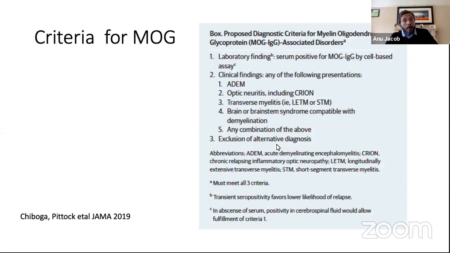Are there criteria for MOG? The Mayo group proposed a rather simple and therefore, at this point, useful criteria that defines it as a cell-based assay positive for MOG, along with any of these core clinical criteria, which is ADEM, optic neuritis, transverse myelitis, brain or brainstem syndrome, or a combination, and excluding alternate diagnosis, which is what we are practically using. Clearly, none of these newer, more recently described entities have been considered yet, but I'm sure the time will come.